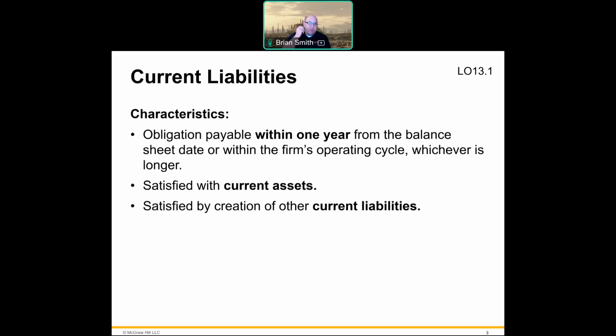Current liabilities, I don't know that I agree with the idea that they're satisfied with current assets. I guess if I think about it, you're looking at paying it off with cash and things like that. But I don't know that I would say it's required or part of the characteristics, because you can certainly pay off your current liabilities with long-term assets, especially if you're going under. I don't know why else you would, but it is possible. The book has its reasons.